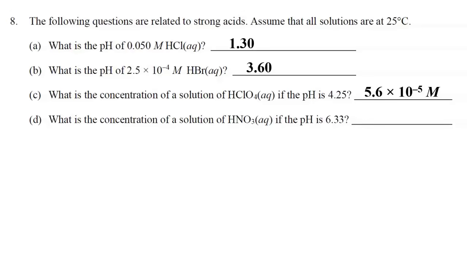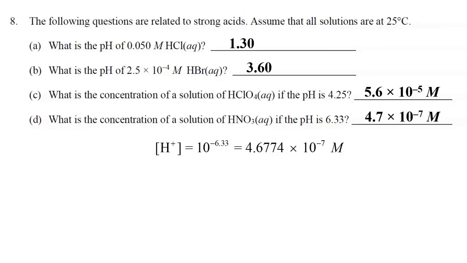We are given nitric acid, HNO3, which is another one of the strong acids. We're given the pH is 6.33. So 10 raised to the minus 6.33 power gives me, when rounded off to 2 significant figures, a concentration of 4.7 times 10 to the negative 7 moles per liter. That is the concentration of this strong acid, nitric acid.